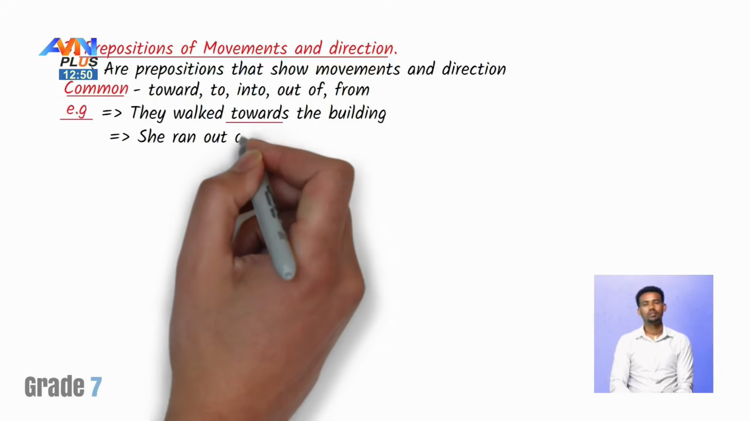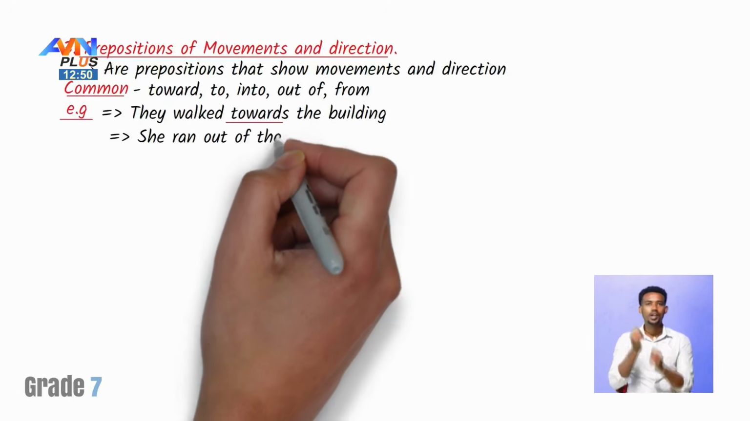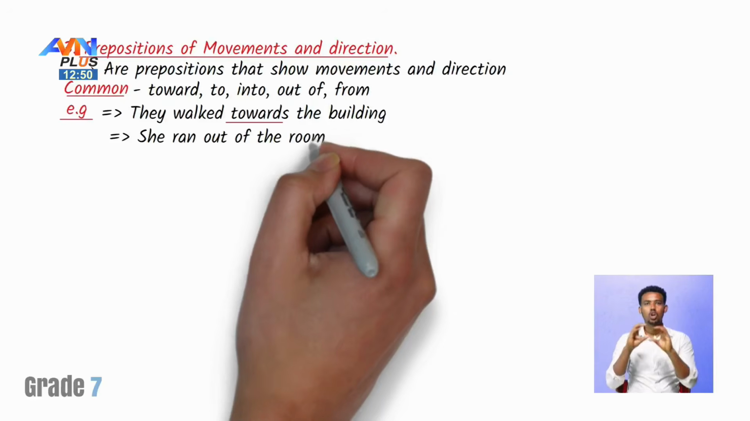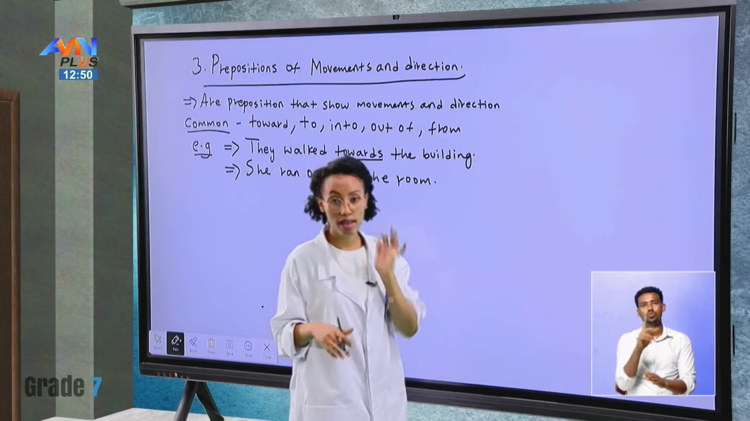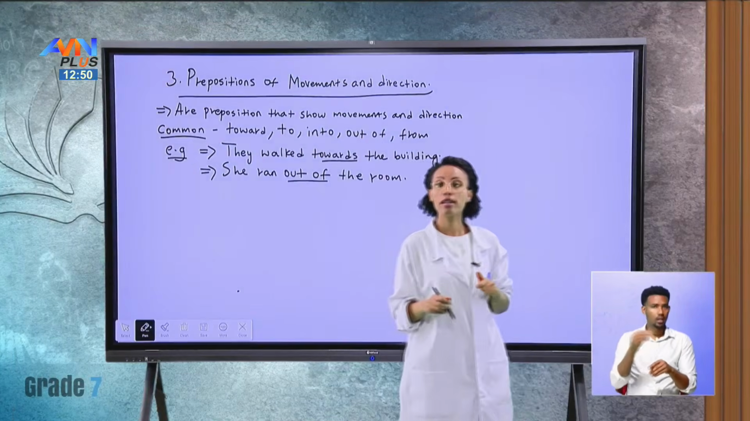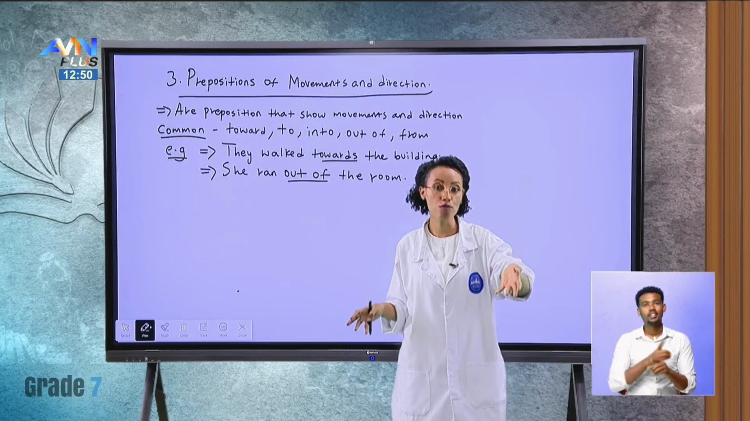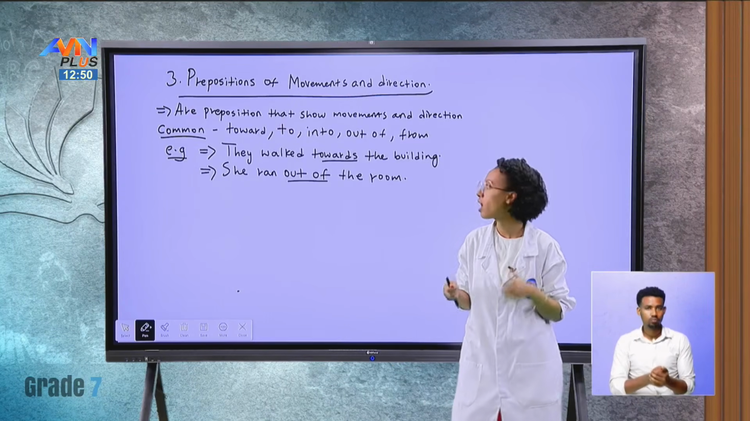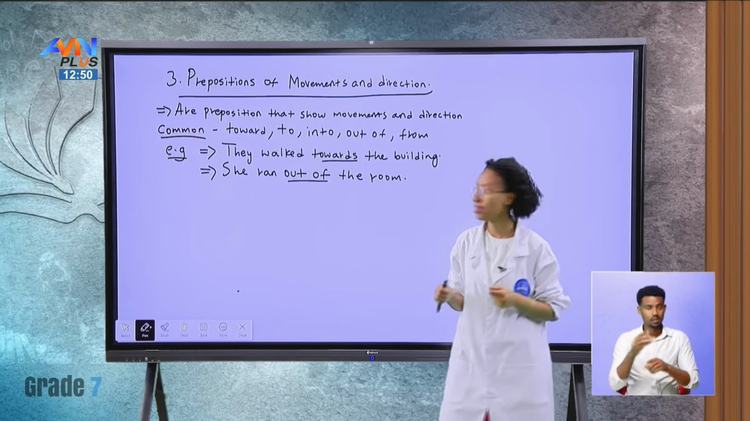Okay, another example. She ran out of the room. Again, this is showing both what? Movement and direction. It's showing the direction that she's running out of from, and it's also showing her movement, running. So we're showing both movement and direction in this case.